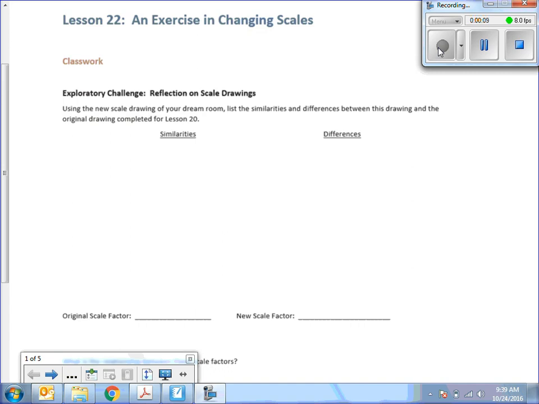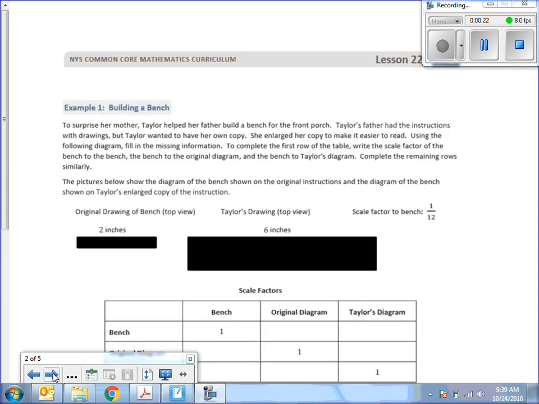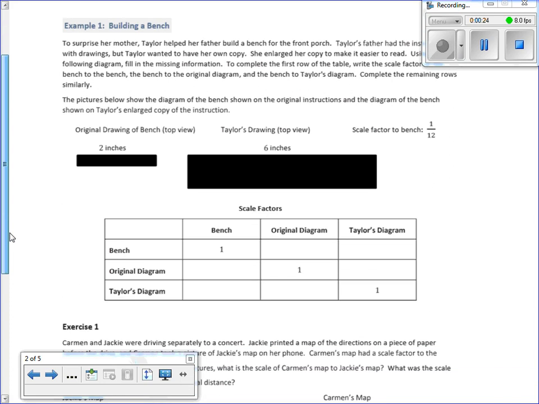Okay, lesson 22 is an exercise in changing scales. The classwork I decided to skip over because the students all had different scale factors from the previous lesson 20, and all our values would be different. So let's skip this for the video, and we'll start with example 1, building a bench.